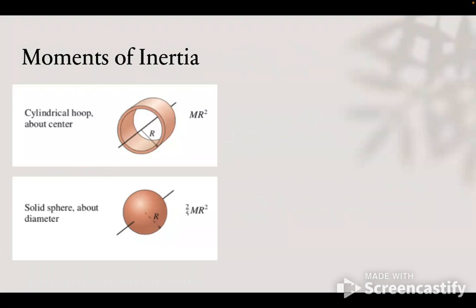So here are the moments of inertia of the two objects I tested. I did a cylindrical hoop with a moment of inertia of mass times radius squared and a solid sphere about a diameter, which has a moment of inertia of 2/5 mass times radius squared.